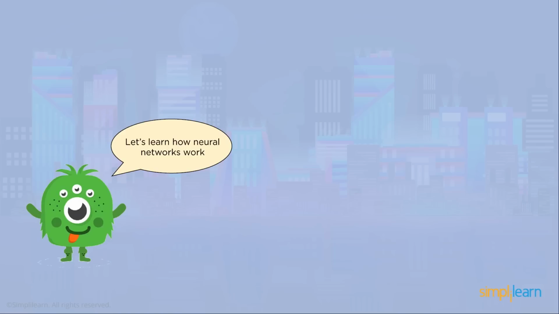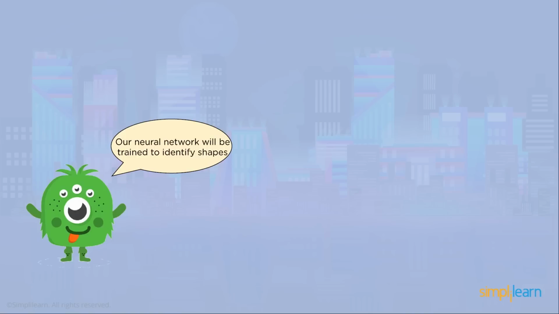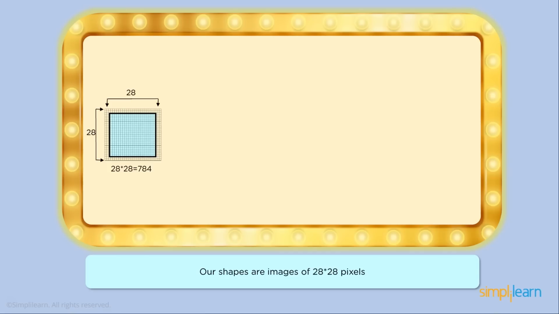Let's learn how neural networks work. Let's dig in a little deeper in how we program them. How do neural networks work exactly? In this, we're jumping from a single node into a larger picture. Our neural network will be trained to identify shapes. And we'll start with the square again, 28 by 28 or 784 pixels.